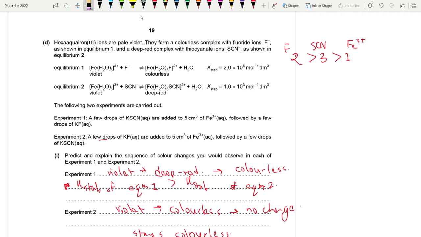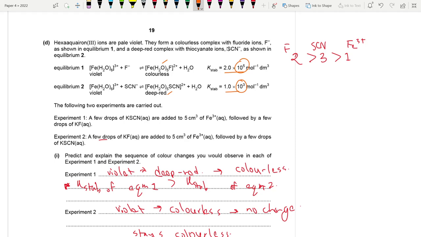What does that mean? Both this colorless complex and this deep red complex are more stable than the violet complex, as seen using this value. Since it's greater than 1, since it's not 10 to the power minus anything, the one on the right is more stable. But which one is more stable? The colorless one, since it has a value of 10^5 compared to 10^3. So the most stable complex is the fluoride complex, the colorless one, followed by deep red, followed by violet. It's the least stable.